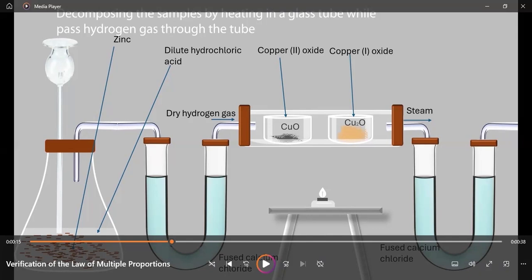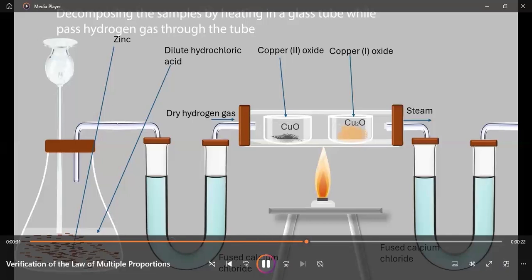The conical flask is a mixture of hydrochloric acid and zinc. We know that when hydrochloric acid reacts with zinc, hydrogen gas is given off, which is a method of preparing hydrogen gas in the lab. So we have a mixture of dilute hydrochloric acid and zinc in this conical flask. The zinc metal will dissolve in the hydrochloric acid. As it dissolves, it releases hydrogen gas. Heat up the glass tube and see hydrogen gas passing, which is represented by that arrow flying through the glass tube.